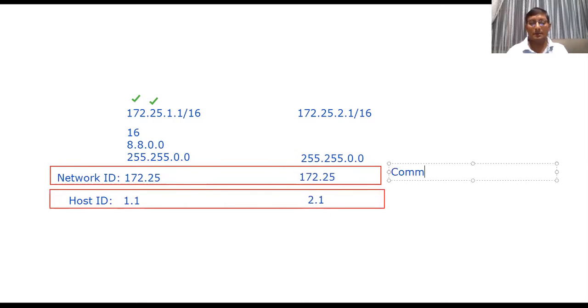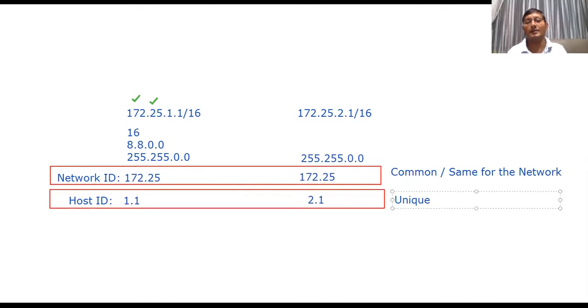When you want to communicate in your network, the network ID is common, the same for the network, so systems can communicate from one system to another. The host ID must be unique. It should not be duplicated. If you have a duplicate, you will get a conflict. Since 1.1 and 2.1 are different, communication will happen from this machine to that machine.